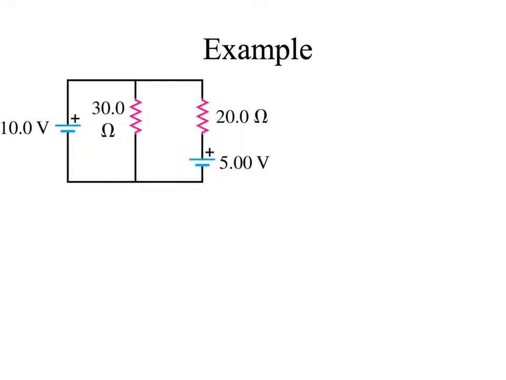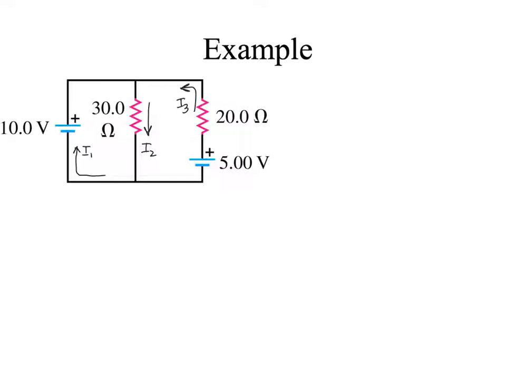Okay, so here's an example where we have 2 batteries, a 10-volt battery and a 5-volt battery. And then we also have two resistors, a 30 ohm resistor and a 20 ohm resistor. Now I see three different areas where the current could be different. In this left-hand portion of the circuit, that's where the current would have one value, and I'm going to call that I1. In the middle, there's another value for current, and I'm going to call that one I2. And then finally, in the right-hand side, I have I3.